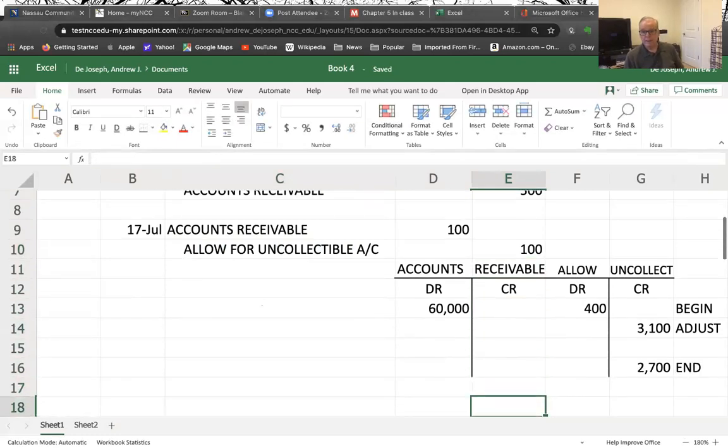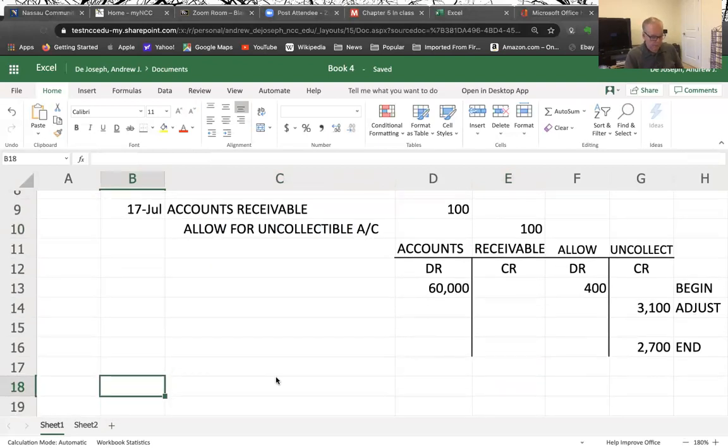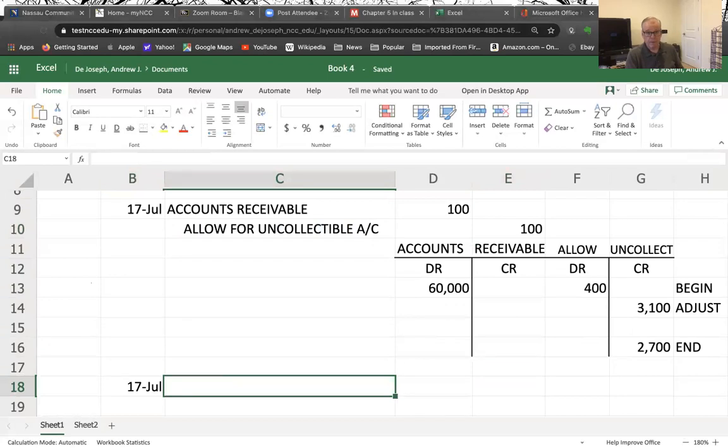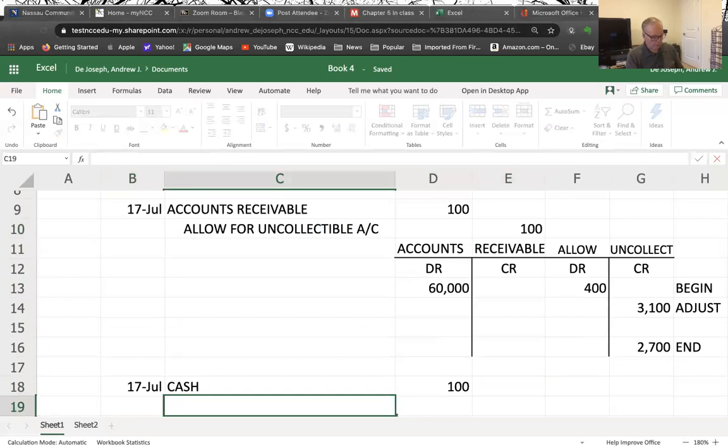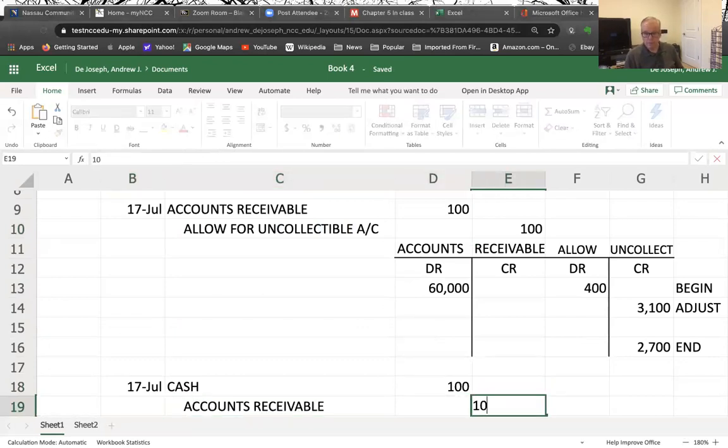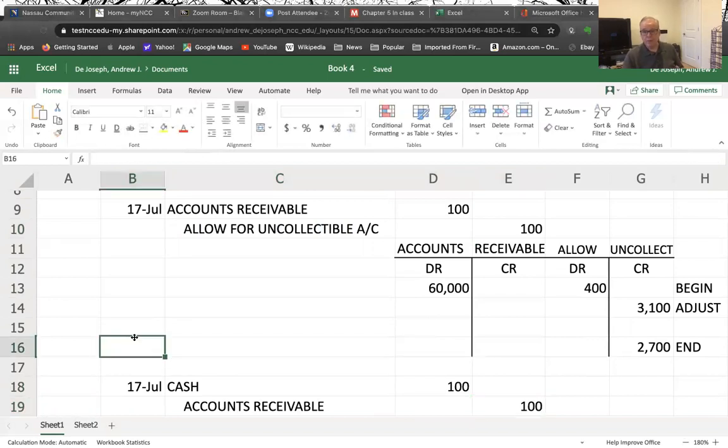Right? And then you make this other entry. Right? I don't have room here, but I'll put it down here, where you debit cash and credit accounts receivable. Right? So that's really everything that you need to know about accounts receivable, at least this part of it, the estimating the bad debt. And again, this is because we're on this accrual basis of accounting that we have to estimate the bad debts.